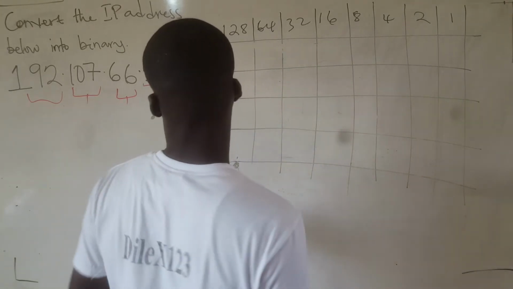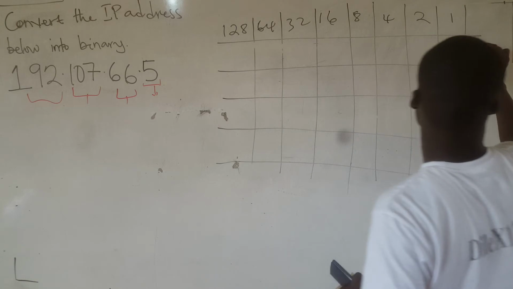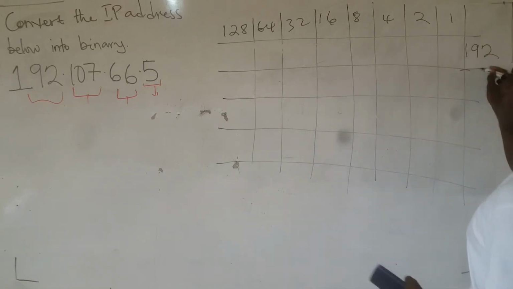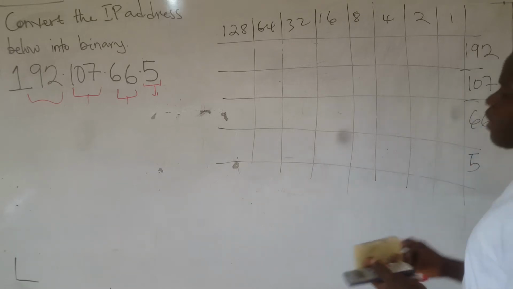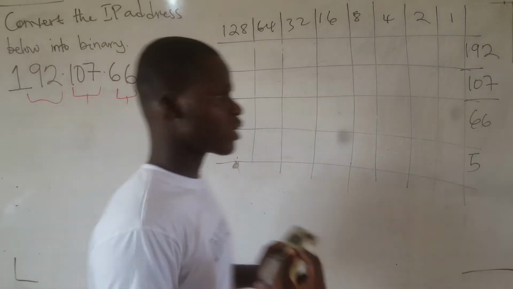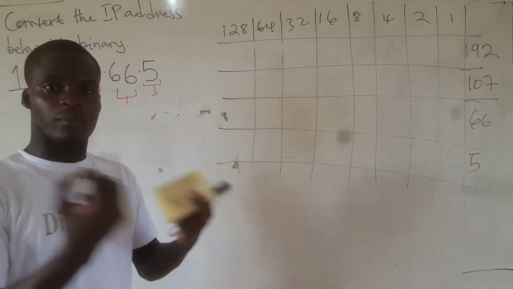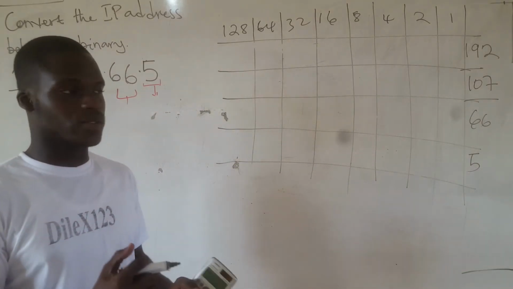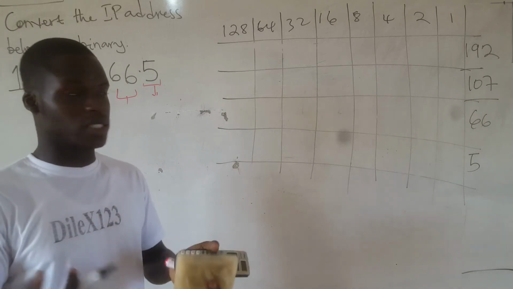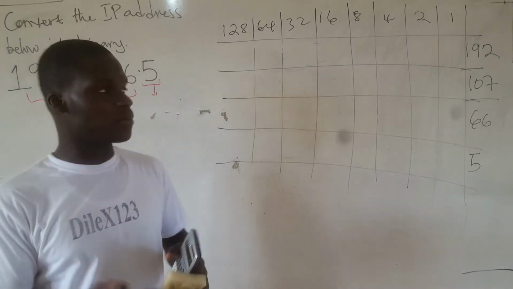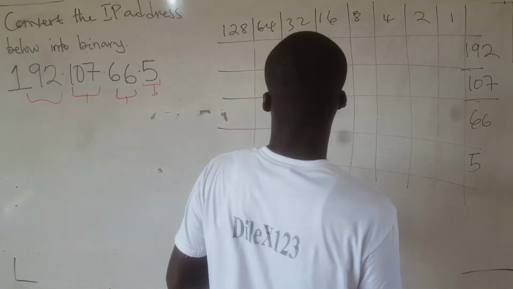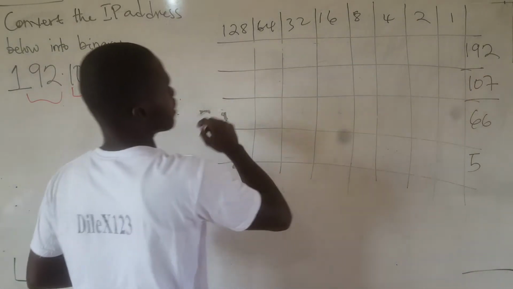Now what we'll just do is put our 192 here. The next number after 192 is 107, after 107 is 66, after 66 is 5. So this is another table that you can use to convert from base 10. That is the dotted decimal. The dotted decimal is the same as base 10, so the numbers here are in base 10. We just convert them to base 2, which is the binary. To do that, we look at this.